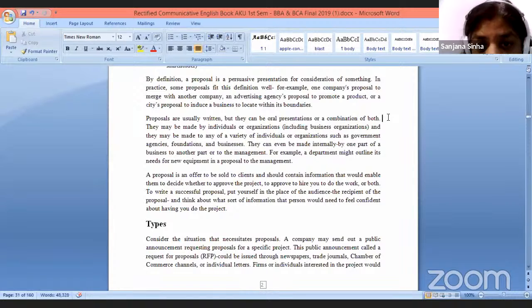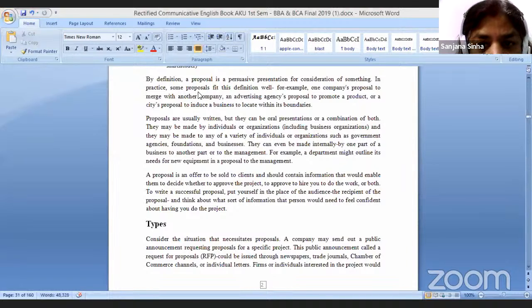Either you can do it if you have made it in a PowerPoint, well and good. So you will be required to, like you all have submitted your documents to me, and then you also presented it. So written and oral both. They may be made by individuals, organizations, including business organizations, and they may be made to any of a variety of individuals, organizations such as government agencies, foundations, and businesses.